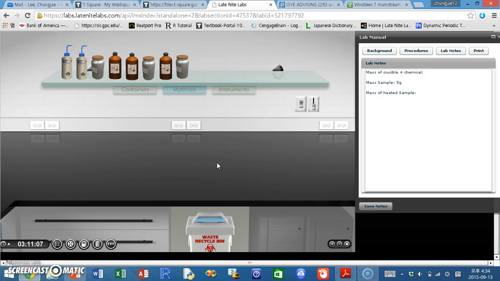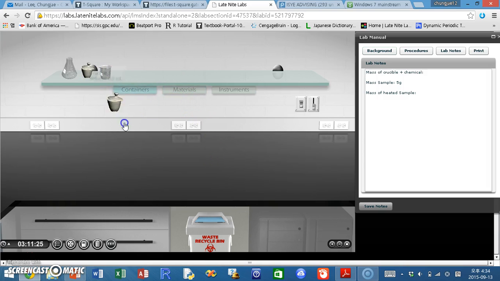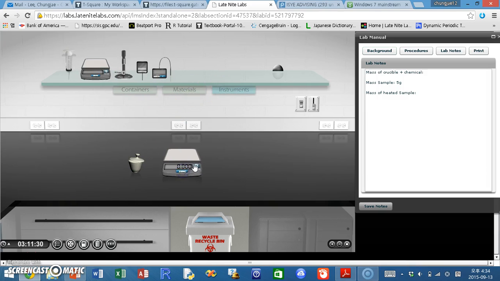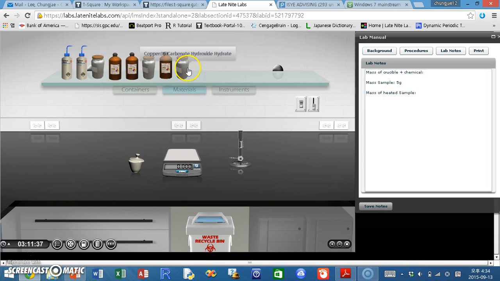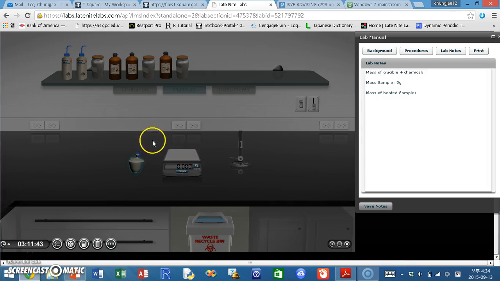Hello. The objective of today's experiment is observing the composition of copper(II) carbonate hydroxide hydrate and analyzing changes that occurred to the compound as a result of this type of chemical reaction. For this experiment, we're going to need a crucible to hold the chemicals, and we're going to need a balance to measure the weight before heating and after heating, and we're going to need a Bunsen burner to heat the chemical. Right now, we're going to add 5 grams of copper(II) carbonate hydroxide hydrate into the crucible.